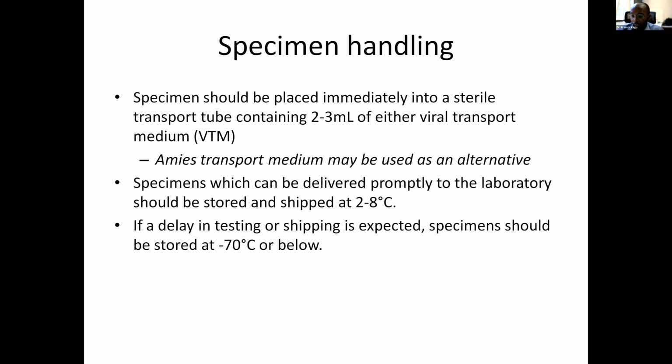So specimen handling is critical to ensure accuracy in testing. And samples that have been collected should be immediately placed in a sterile tube containing viral transport media. In scenarios where the viral transport media may not be available, there are alternatives, for example, using the EMIS transport media. These samples should then be promptly delivered to the lab. And during shipping, they should be stored at 2 to 8 degrees Celsius. If for any particular reason there's a delay or a delay is anticipated before testing, then preferably these samples should be stored at negative 70 degrees Celsius awaiting testing.